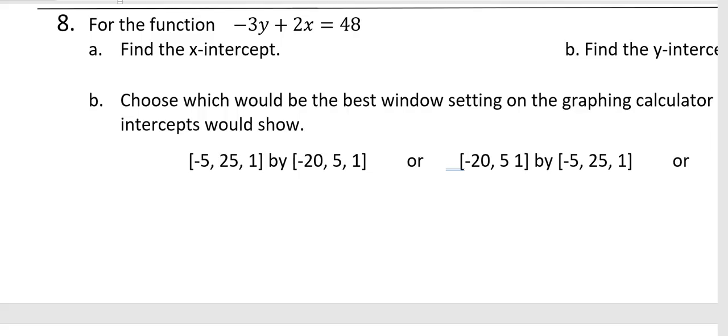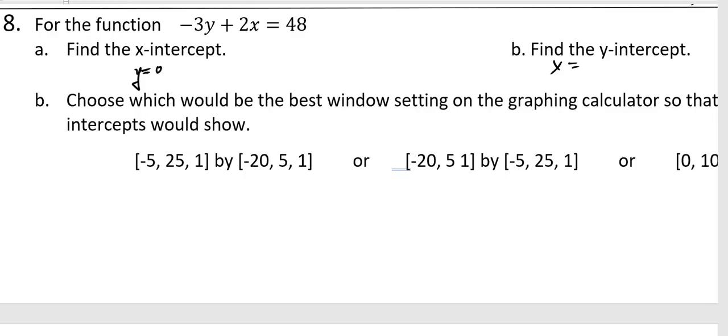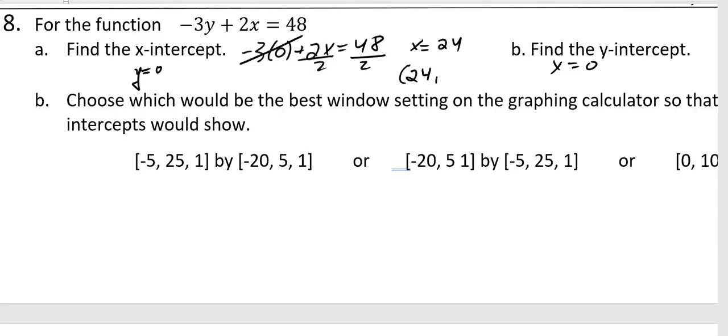Problem 8 asks us to find the x and y intercept. This is an easy one. Just remember that at the x-intercept, y is equal to 0, and at the y-intercept, x is equal to 0. So for part A, when y is equal to 0, we just replace y with 0. And we get x is equal to 24. So our x-intercept is 24. Or if you wanted to, you may write it as an ordered pair. I'm fine with that.